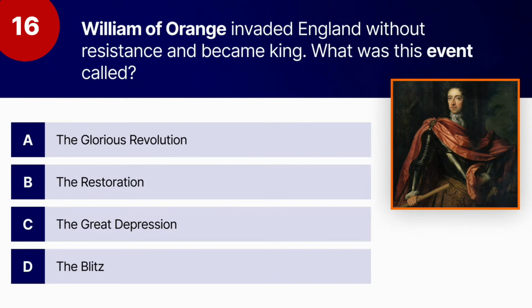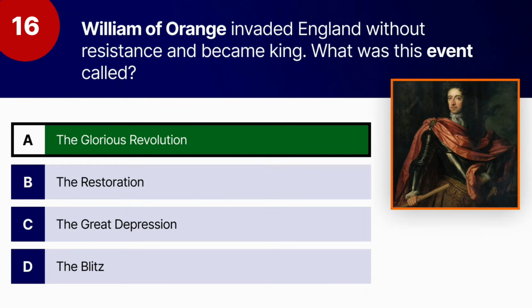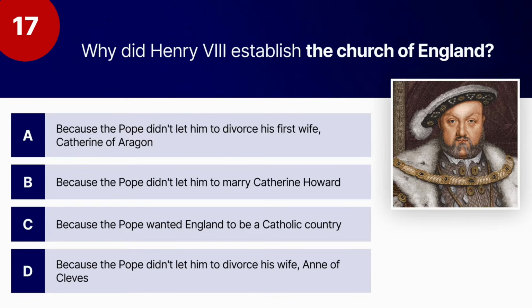William of Orange invaded England without resistance and became king. What was this event called? A. The Glorious Revolution. B. The Restoration. C. The Great Depression. D. The Blitz. The answer is A. The Glorious Revolution.